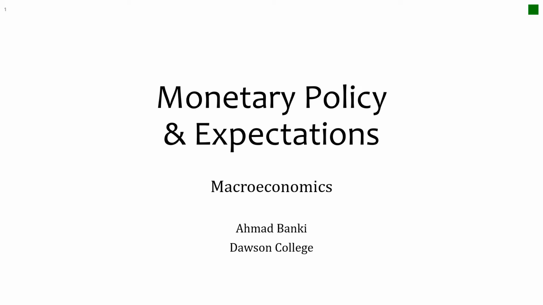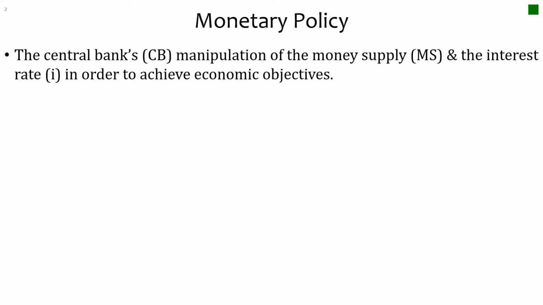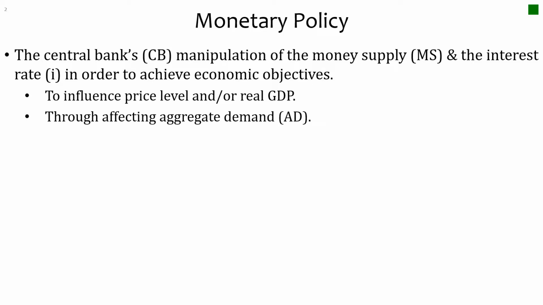There are two main policies in macroeconomics. You already learned about fiscal, so now let's look at the other one, which is monetary policy. Monetary policy is the central bank's manipulation of the money supply and the interest rate in order to achieve economic objectives. What are economic objectives? Basically influencing price level and/or real GDP. So dealing with inflation, dealing with unemployment, dealing with recessions. That's the idea here. And the way it works is through affecting aggregate demand, AD.